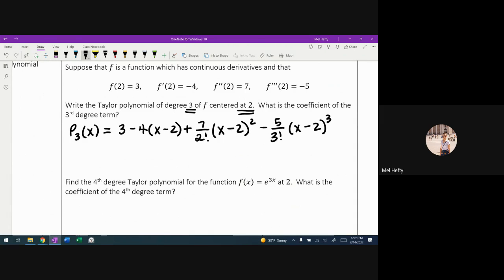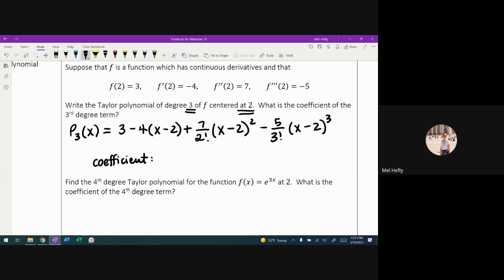And I'm done. I'm really not going to do much to these things. We're going to learn how to find different things with them later. But for right now, I'm really not going to simplify them. The only thing I would probably ever do to simplify this is call 2 factorial 2 and 3 factorial 6, but that's about it.